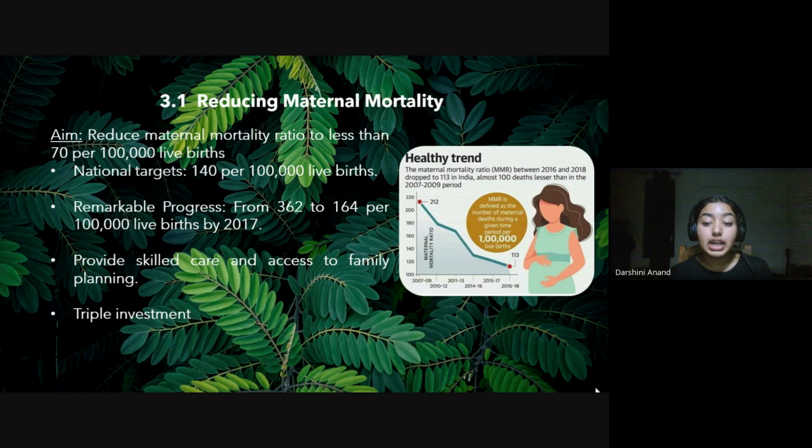Thus, this isn't merely an investment in reducing maternal deaths, it's a triple investment. How? Skilled care not only reduces maternal mortality, but also lowers newborn deaths and stillbirths. It's a topic that affects not just individual families, but the entire fabric of our society and future generations.